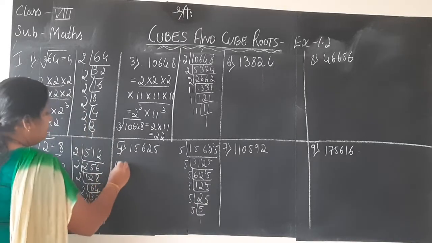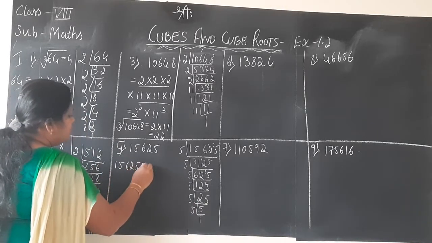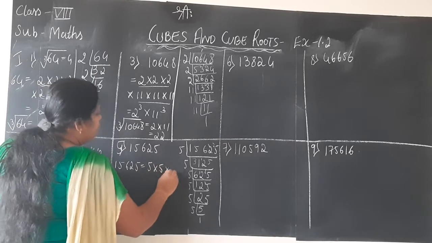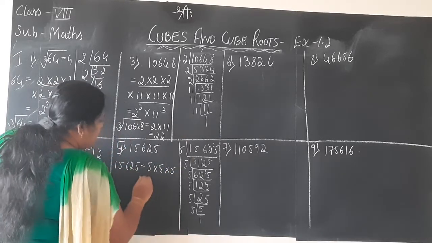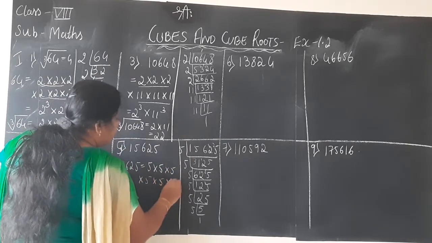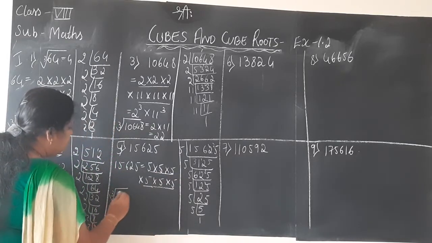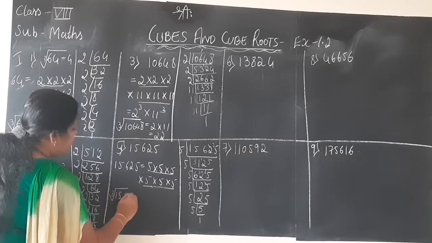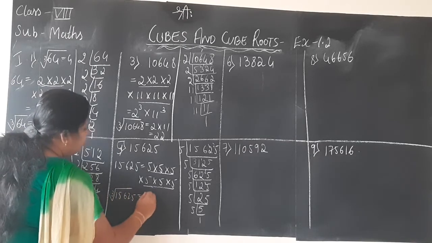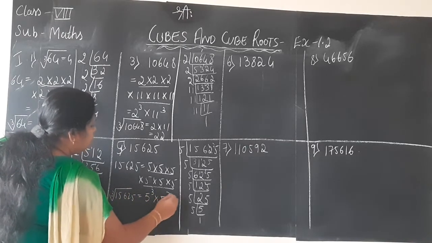So 15625 is equal to 5 into 5 into 5 into 5 into 5 into 5. 6 times we got 5. Group the first 3 fives, and the second group of 3. Our cube root of 15625 will be equal to 5 cube into 5 cube.